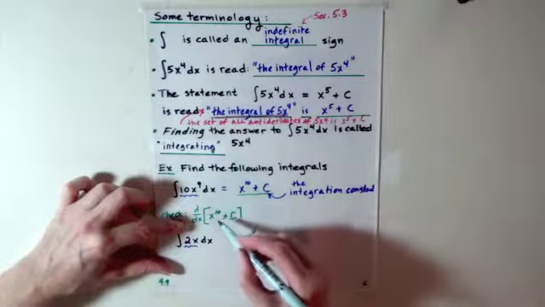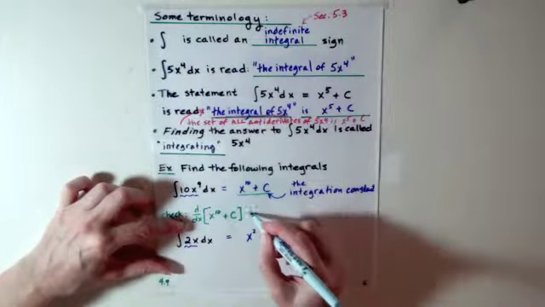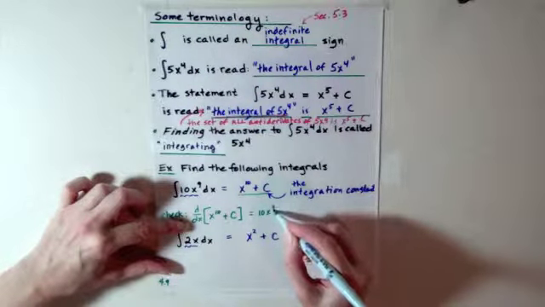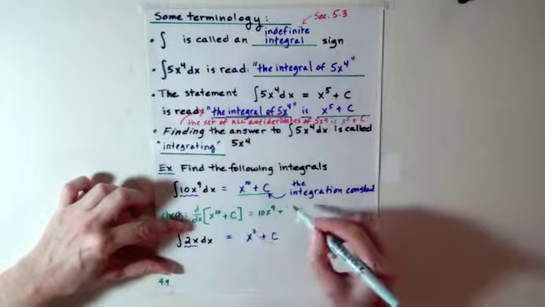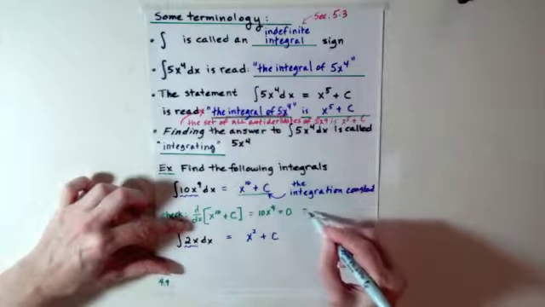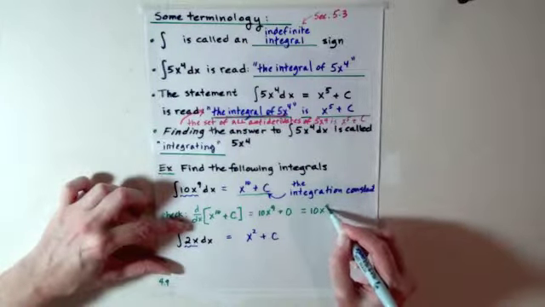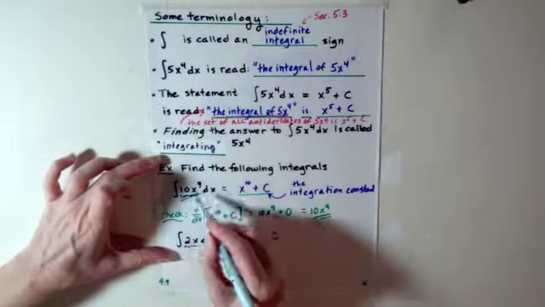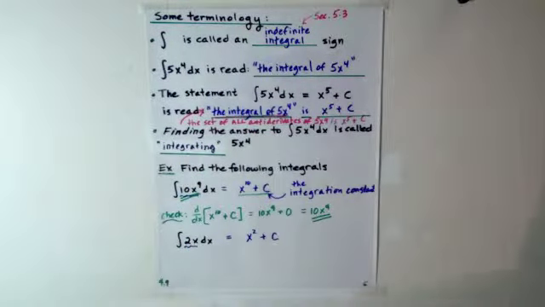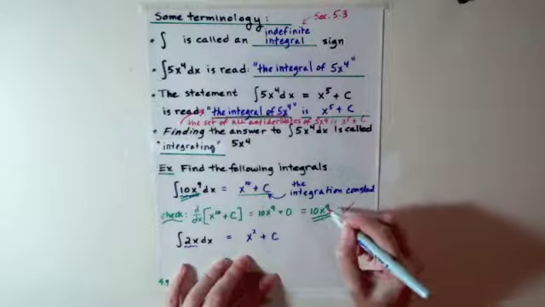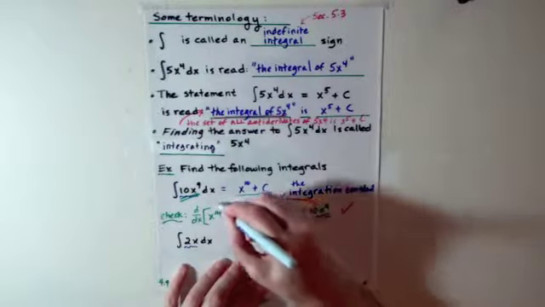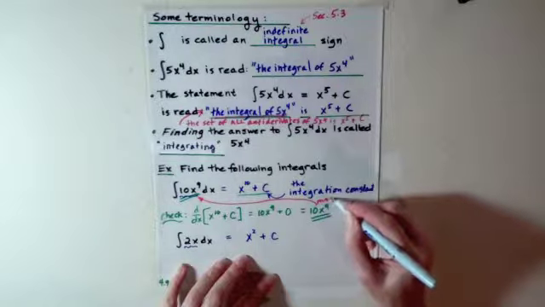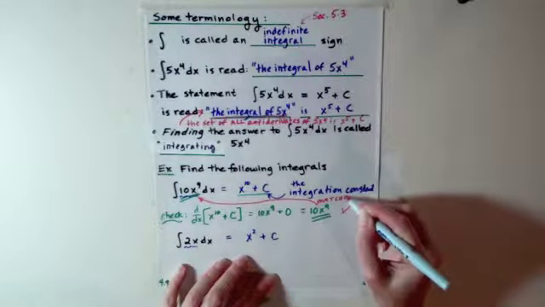So if I differentiate x to the 10th plus c, oh yeah, derivative of x to the 10th is 10x to the 9th. Derivative of any constant is 0. And so I get 10x to the 9th. And notice that this matches with what we were originally asked to integrate. So we get a match. I put a check mark here because this matches the original function that we were asked to integrate.